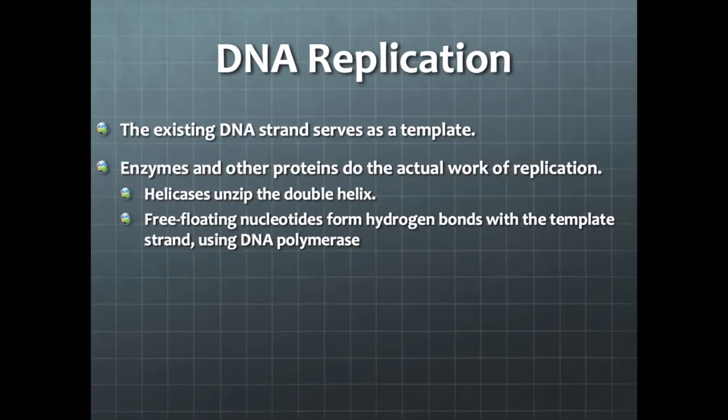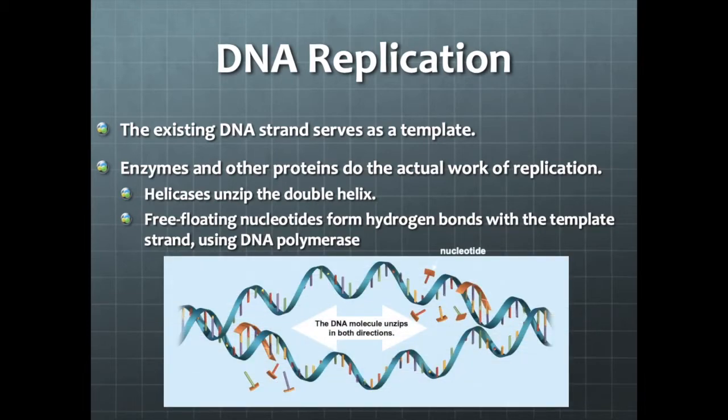So the existing DNA strand serves as a template, and the helicase and proteins are going to do the actual work of replication. And as a reminder, helicase is going to unzip, while free-floating nucleotides are going to form hydrogen bonds with DNA polymerase. As we see here, DNA helicase is going to unzip the molecule in both directions.